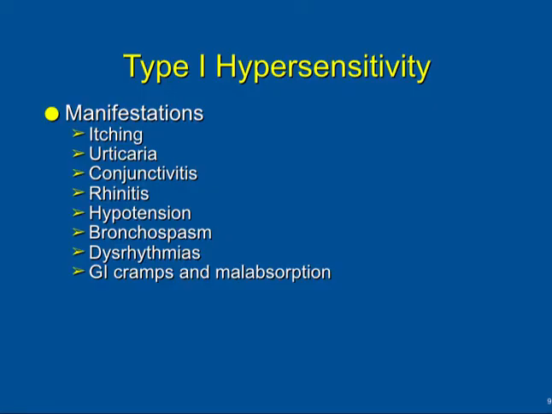Obviously, with type 1 hypersensitivity reactions, you can have a multitude of symptoms. The big ones that you think of are itching and urticaria, so a hive-like reaction in patients, essentially. And I have an image on the next slide. You can have redness of the eyes. So you even think about just general allergies. You have that redness or itchiness of the eyes, itchiness of the throat, rhinitis, which is basically like a runny nose.